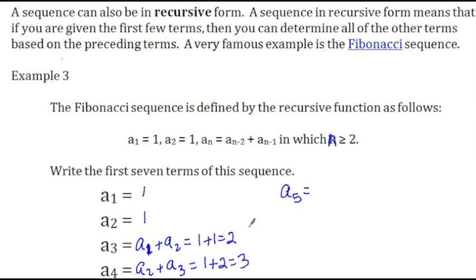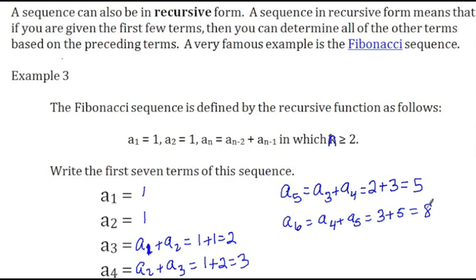The a sub 5 would be the third term plus the fourth term. The third term was 2, the fourth term was 3, so 2 plus 3 is 5. The sixth term is really the fourth term and the fifth term added together, which is just the last two. That is 3 plus 5, which is 8. Then the seventh term is the fifth and sixth terms added together, 5 and 8, which is 13.